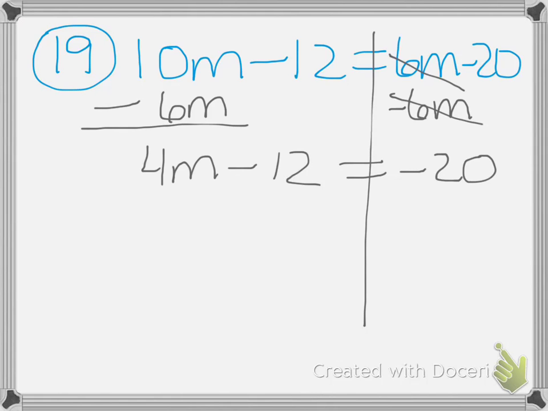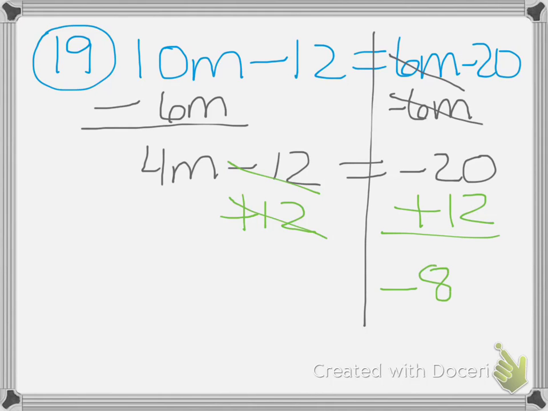So the next thing I want to do is get my variable alone. So I'm going to move the 12 over first. I'm going to say plus 12 here. Cancels that out. Plus 12 under my minus 20. Negative 20 plus 12 is negative 8. So don't forget, if your bigger number is negative, then it's going to be negative when you're adding or subtracting. Alright, so 4m equals negative 8.